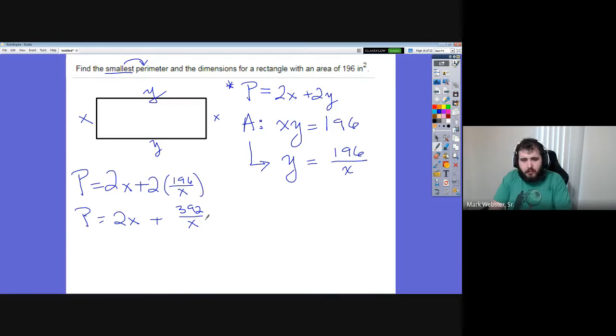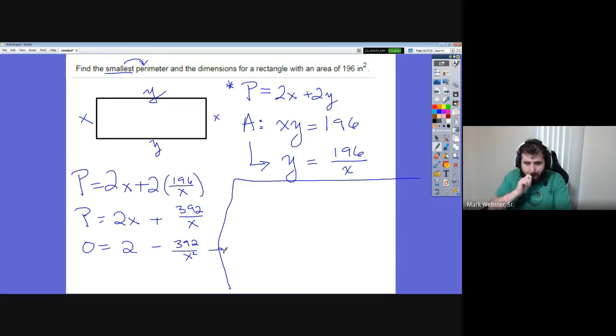Sure. So now I'm going to take the derivative with respect to x, and I'm going to set it equal to 0 because I want a minimum, right? I want the smallest perimeter. The derivative of 2x is just 2. The derivative of 392 over x is negative 392 over x squared. And I'm just going to solve for x. So I'm going to basically take the negative 392 over x squared and move it over to the other side.